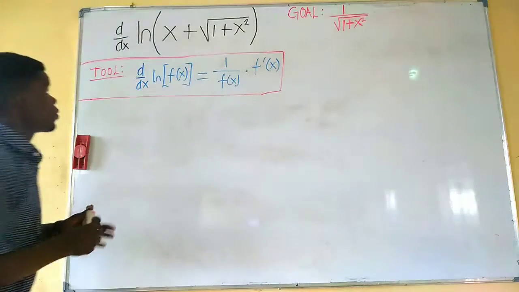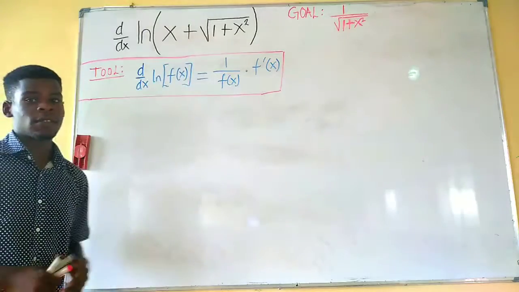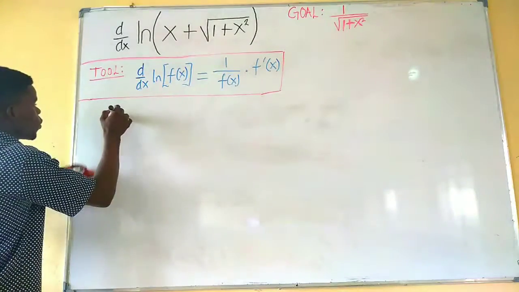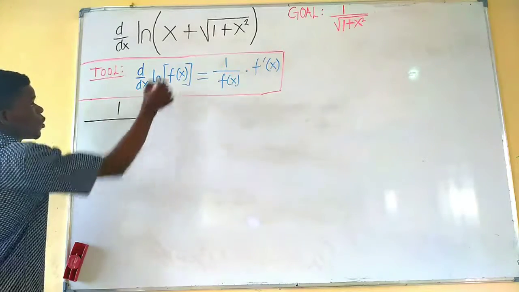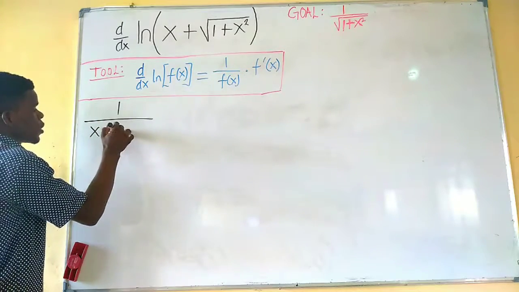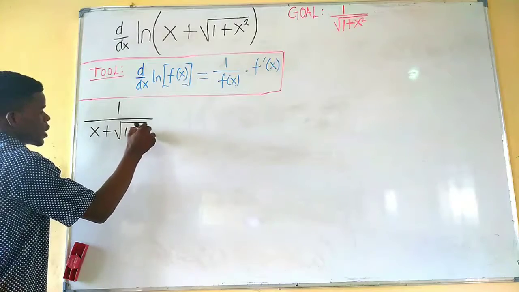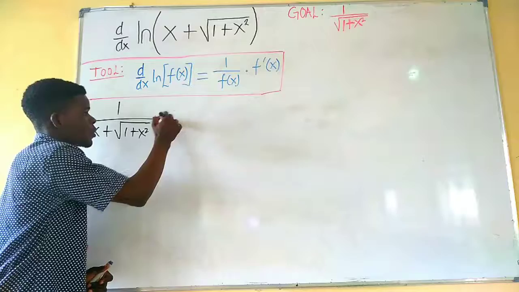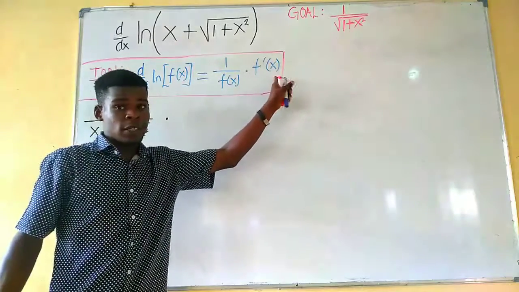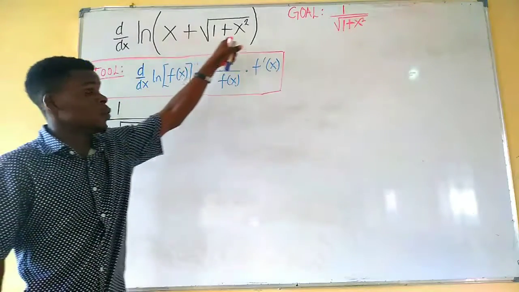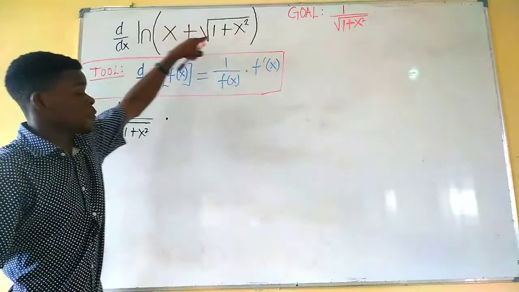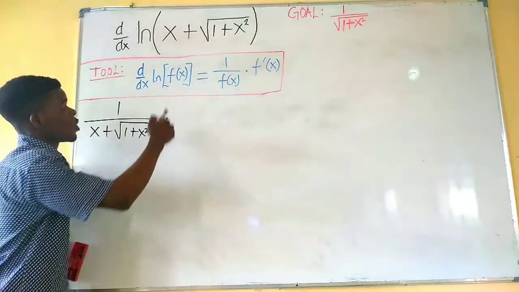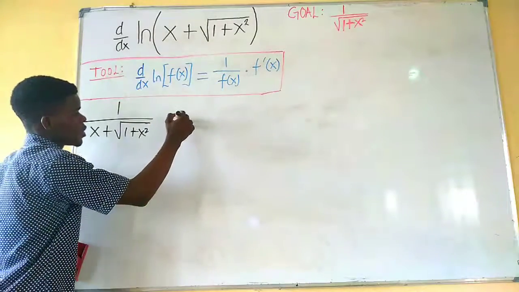So the derivative with respect to x of the whole of that is going to become, just as it is written here, 1 over the whole of that, which is x plus square root of 1 plus x squared. That is it, alright? Times f prime of x. So we're going to differentiate the whole of this. We have a sum of two functions. The derivative of x with respect to x is just giving us 1.